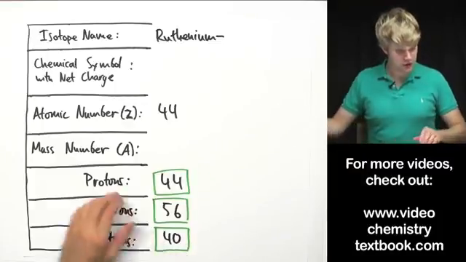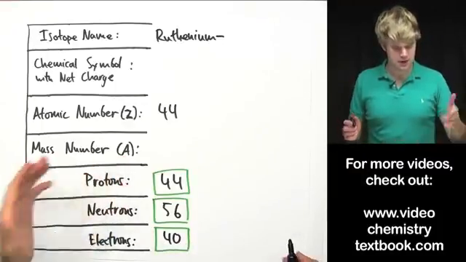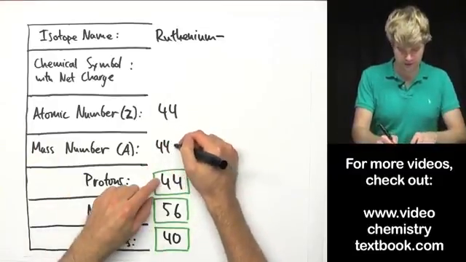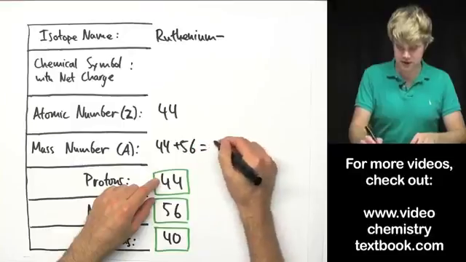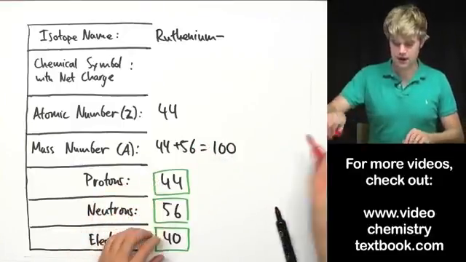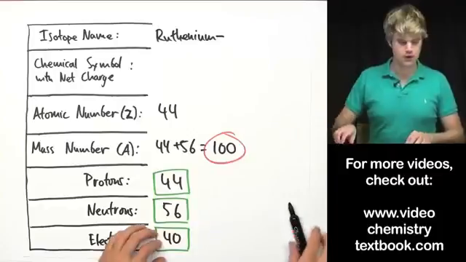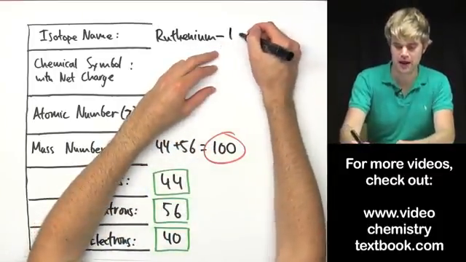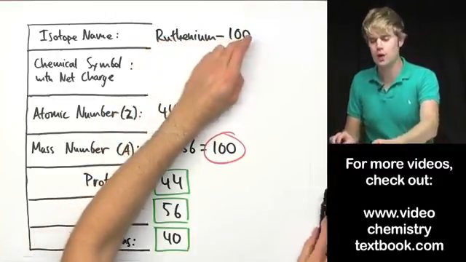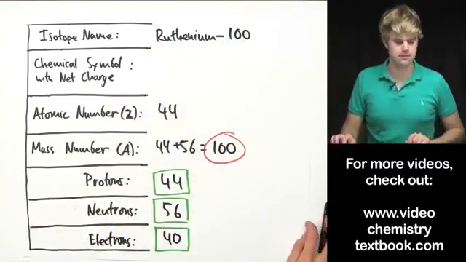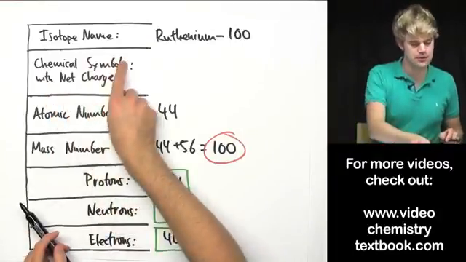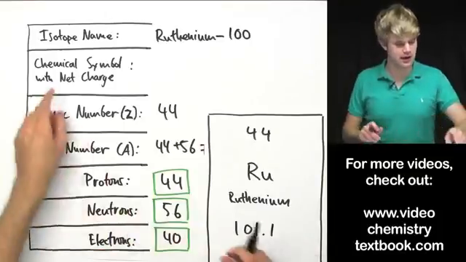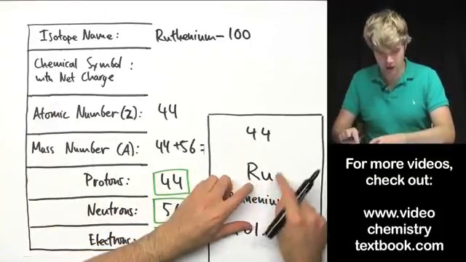Let's move ahead now to mass number. Mass number is protons plus neutrons. So I'll do 44 plus 56. And that's going to give me 100 total for the mass number. Now I know the mass number, so I can put it here at the end of the isotope name, ruthenium 100, and I'm all set with this. The only thing that I have left now is the chemical symbol with a net charge. Let's go back to the periodic table to find out what the chemical symbol is. The chemical symbol is right here. It is Ru.